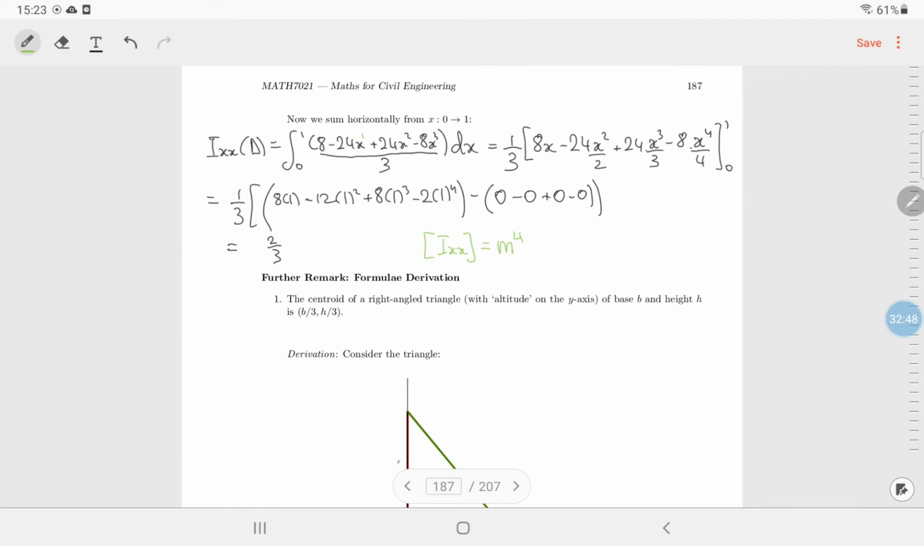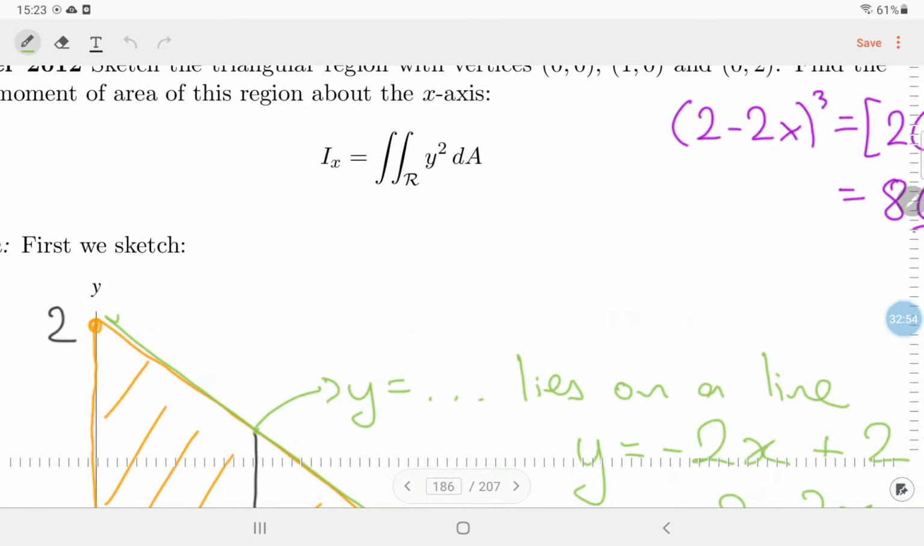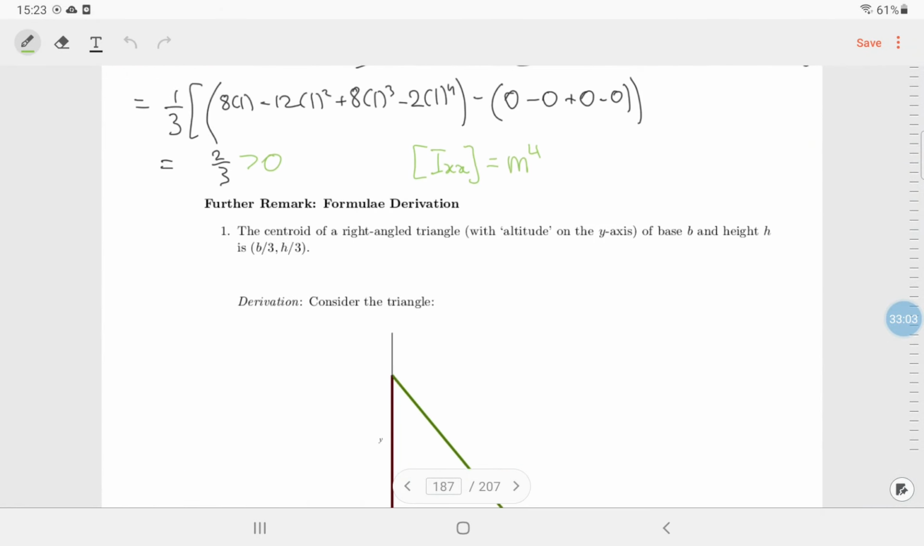Now there's one thing to say, it's very important that this thing comes out to be positive, because what you're doing is you're adding up y squared, which is positive, times an area which is positive. This has to be positive. If you get out something negative, you've made a mistake. Okay, so that's that.